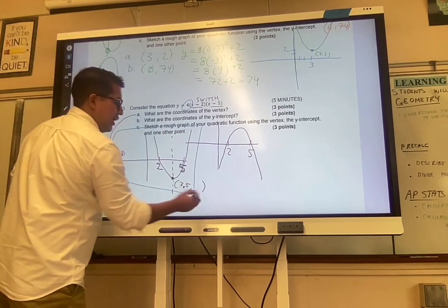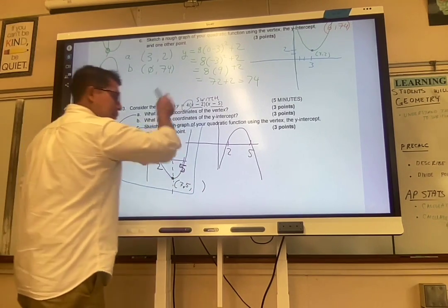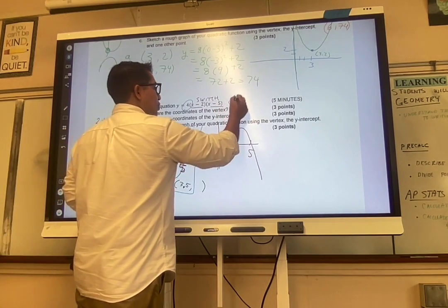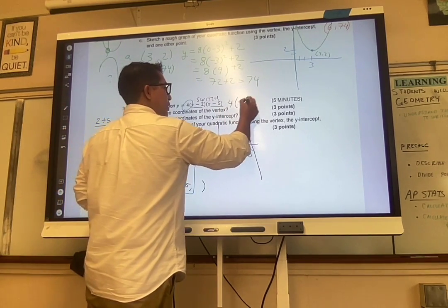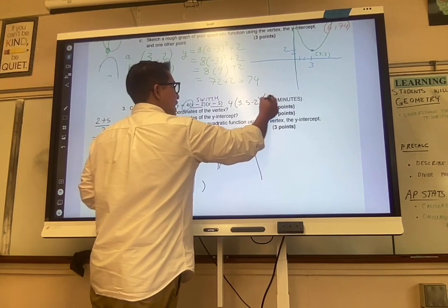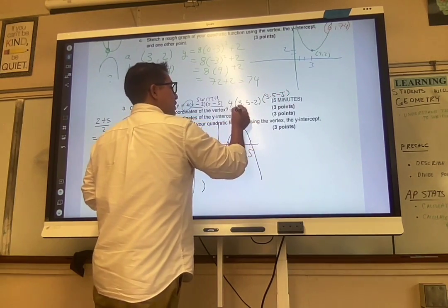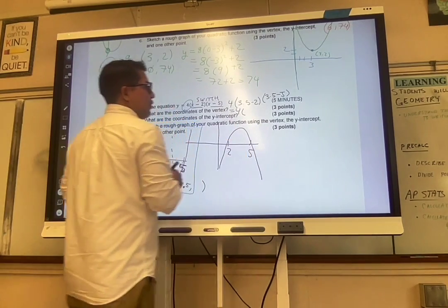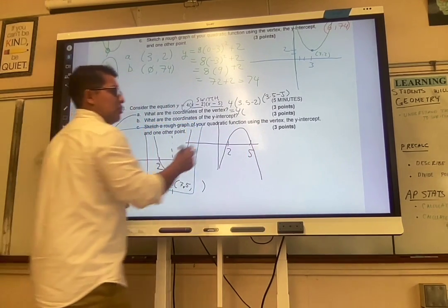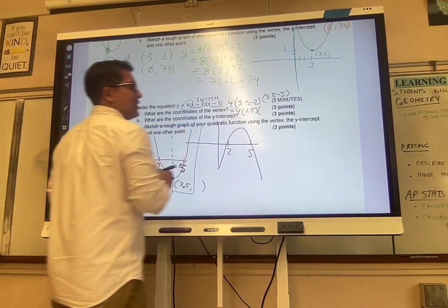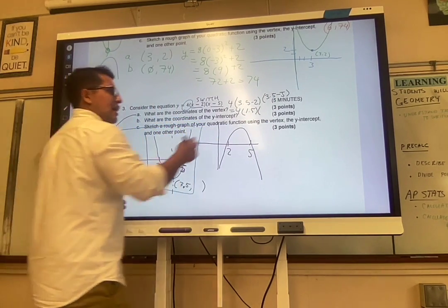And how do I figure out the y-coordinate? Well, I'm going to take that 3.5 and I'm going to plug it into the equation. Okay, let's do that work here on the side. What is 4 times 3.5 minus 2 times 3.5 minus 5? Well, that becomes 4 times 3.5 minus 2 is, I believe, 1.50. And then 3.5 minus 5, I believe, is negative 1.50.